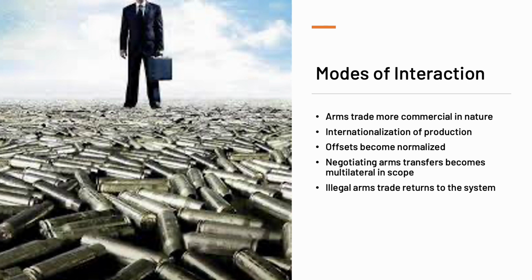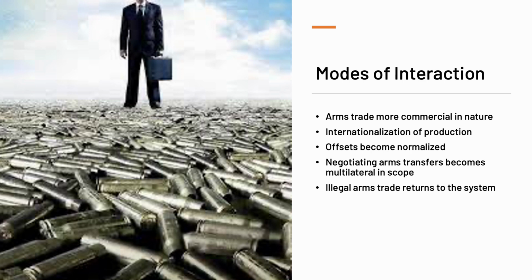What do we see during this point in time? Well, we see that arms trade is becoming more commercial in nature. States are beginning to export arms, primarily motivated by economic reasons, to not only keep their production going, to keep their arms companies employed, but also to contribute to the national GDP of the country itself. So arms are seen more as a commercial commodity than anything else during this point in time.